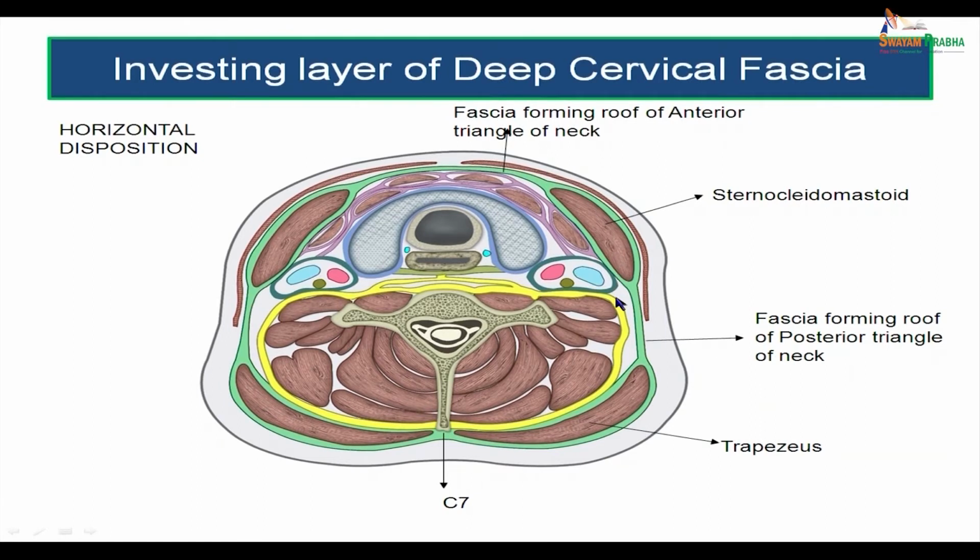So again, coming back to the diagram, we can trace the fascia from the posterior aspect. It is passing, splitting to enclose the trapezius muscle. Then it reunites and now it is forming the roof of the posterior triangle of the neck. Then it passes anteriorly, again it splits and encloses the sternocleidomastoid muscle. At the anterior border of sternocleidomastoid, it again reunites and now it passes anteriorly. Here in this location, it is forming the roof of the anterior triangle of the neck. So this was the horizontal tracing.